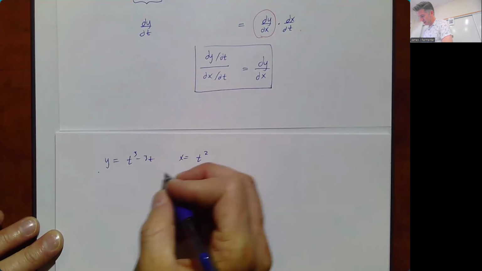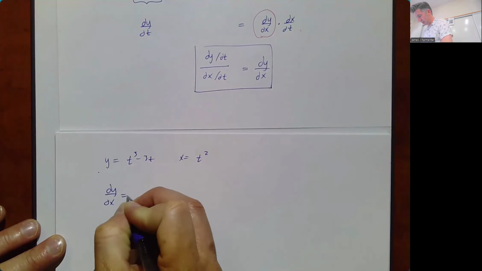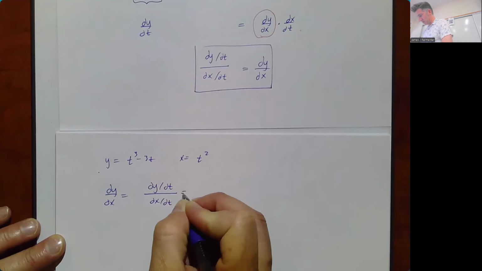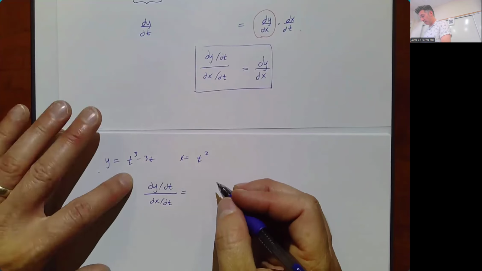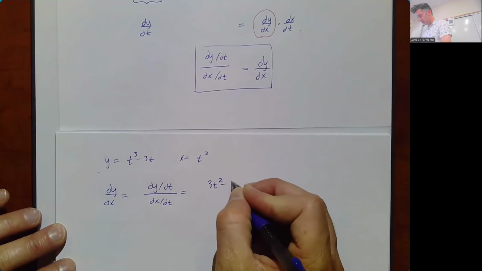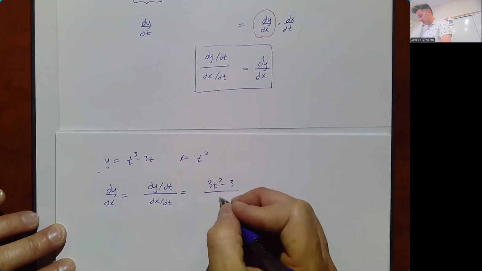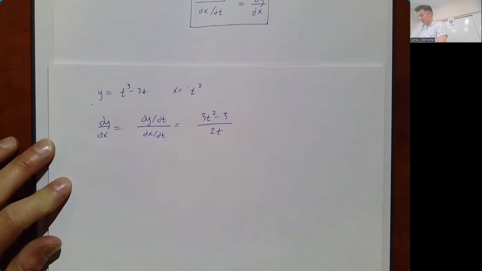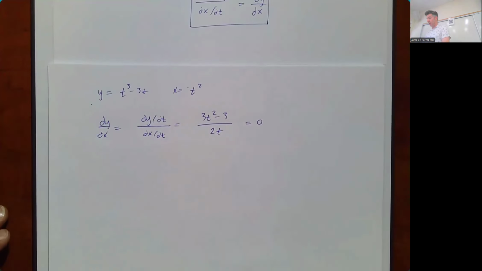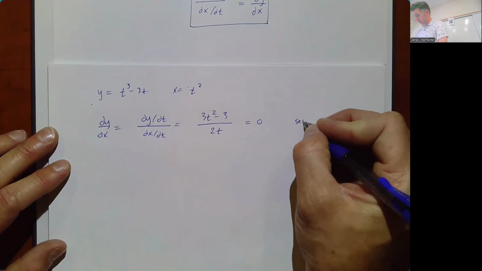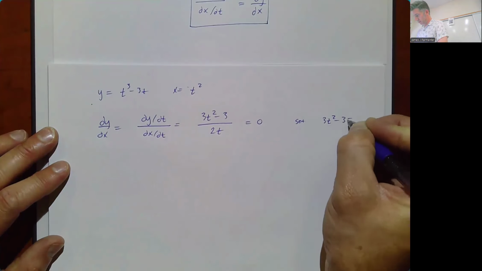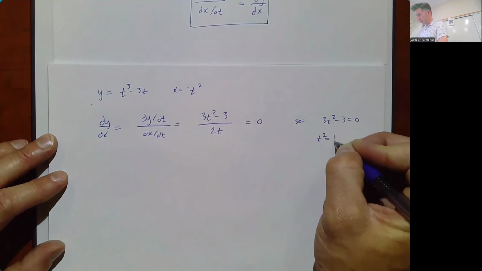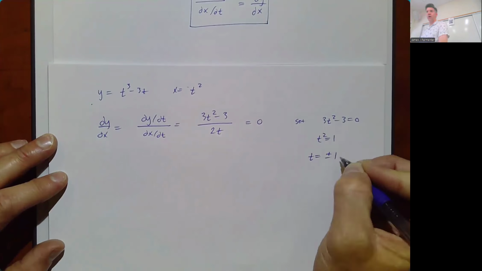Learn from my mistakes. So dy dx is going to equal dy dt divided by dx dt, which is equal to the derivative of the top, y, which is 3t squared minus 3, over the derivative of x, which is 2t. And so if we're trying to find where this is equal to 0, we're just going to set the top equal to 0. If we solve that, we get t squared equal to 1. So t is equal to plus or minus 1.